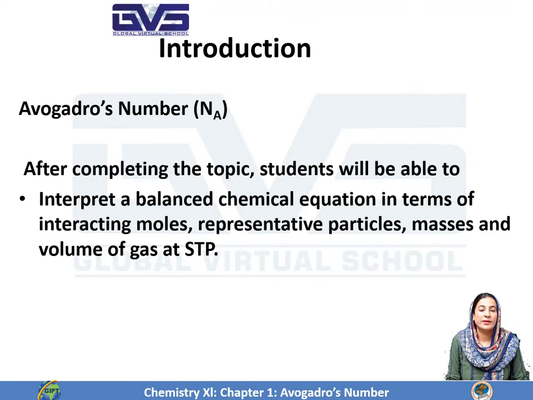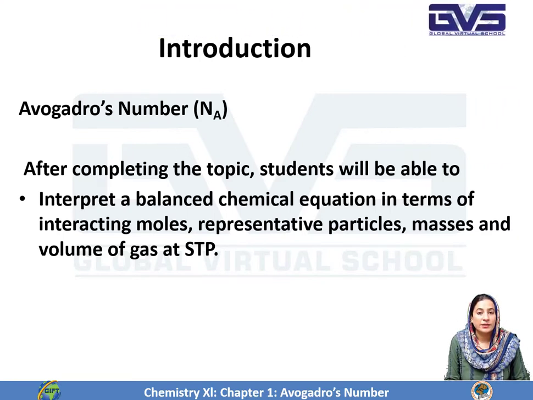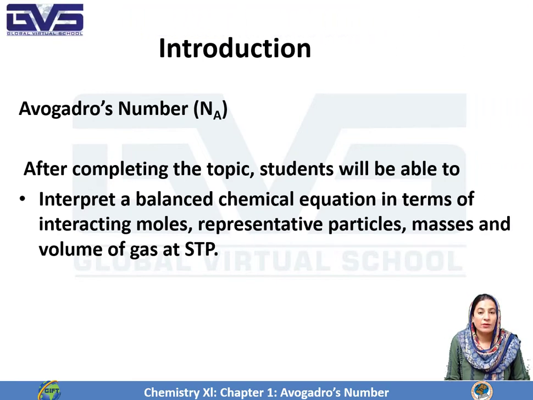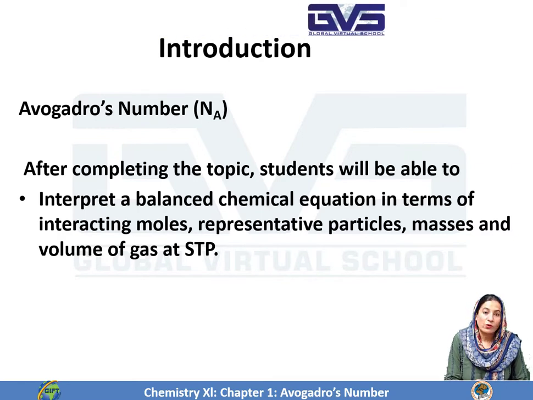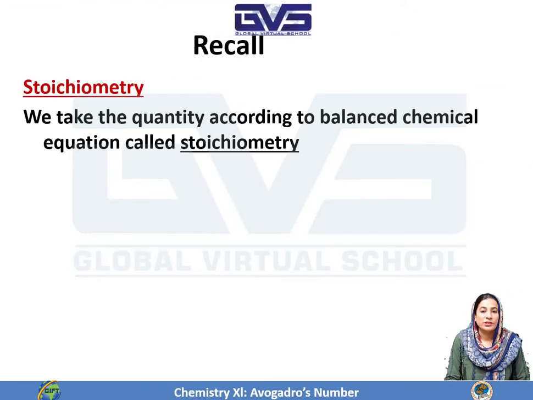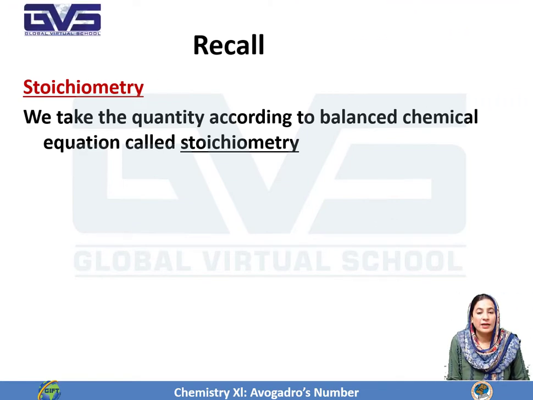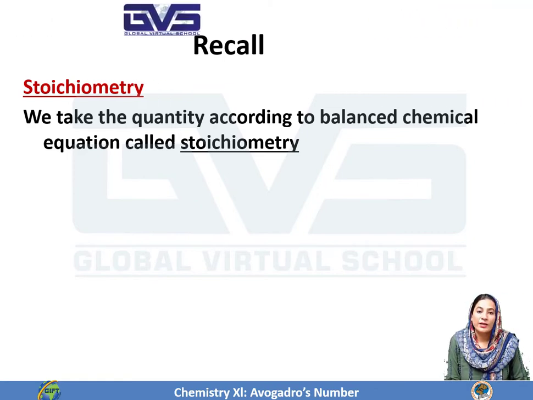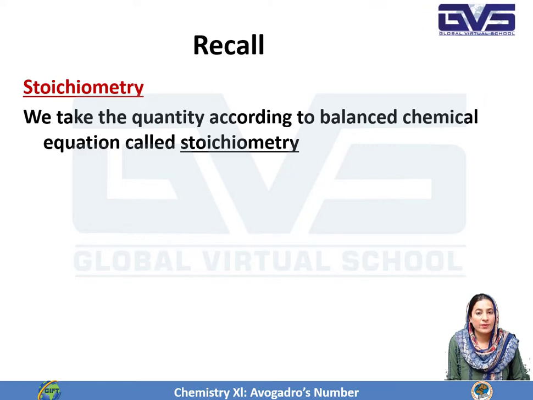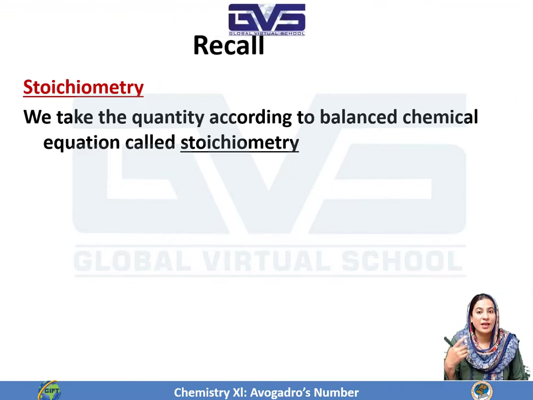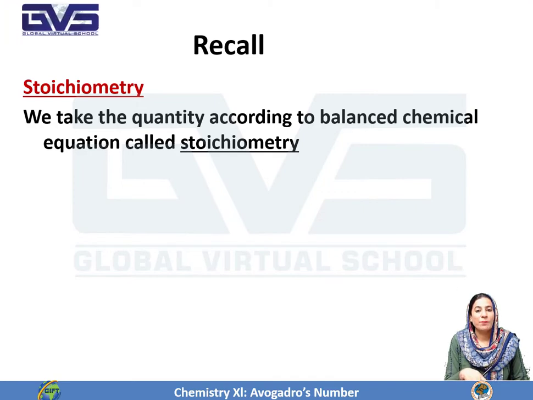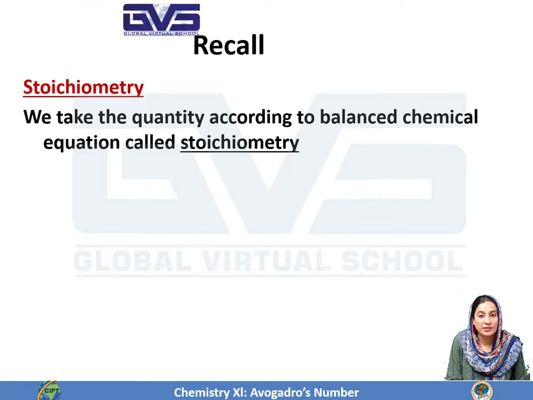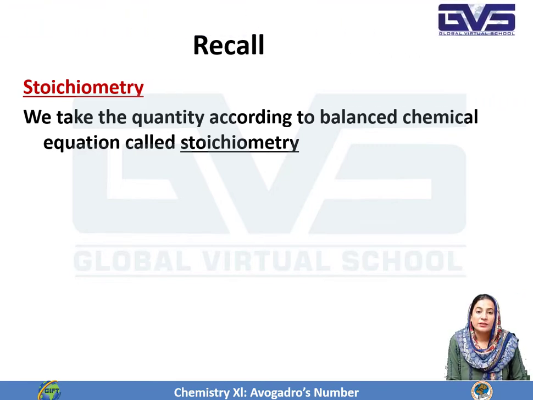Avogadro's number is named after the scientist who gave the concept. Actually, this is a numerical value. Before going into the detail of Avogadro's number, let me quickly recall stoichiometry. Stoichiometry is the study in which quantities are taken according to the balanced chemical equation. So, repeating, balanced chemical equation. In today's topic, the balanced chemical equation concept will be applied again and again. And then we discussed the mole.